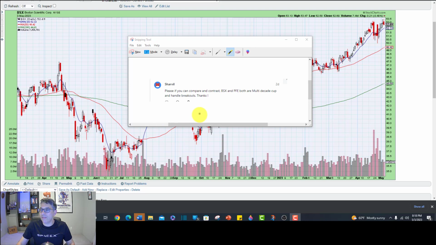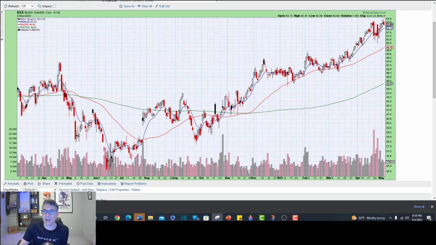Okay, Charville asks, please compare and contrast BSX and PFE. Both are multi-decade cup and handle breakouts. Okay, so let's look at the one-year charts first. Here's BSX, Boston Scientific, an established biotech. It's been in a nice uptrend this year. We've got kind of a malformed head and shoulders base here. Shoulder, head, shoulder, with a handle, support off the 50-day.